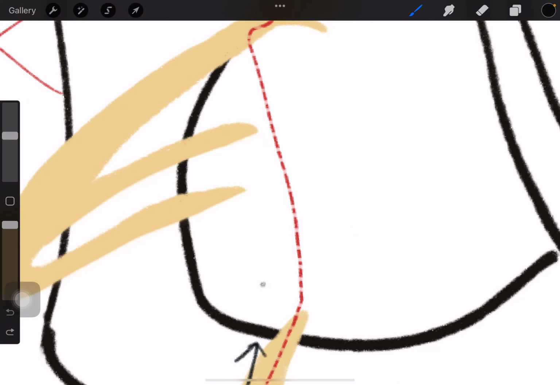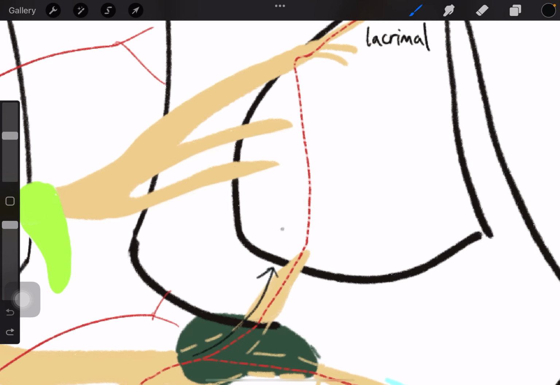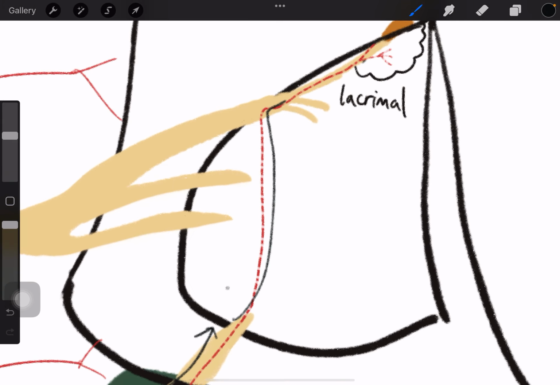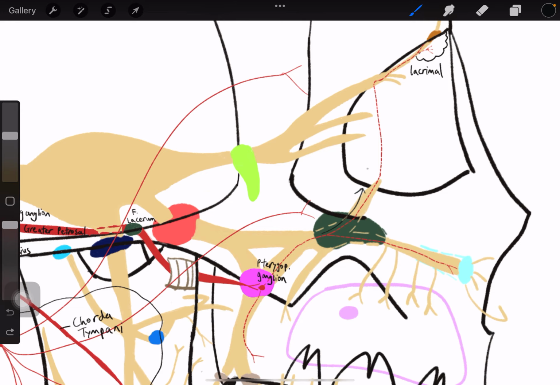And then goes up. This is where a little bit of variation occurs, but usually there is a communication between the zygomatic branch and the lacrimal branch of cranial 5.1. Anyway, it ultimately travels up to hitchhike on the lacrimal nerve and then goes to the lacrimal gland. Very easy, providing parasympathetic innervation.